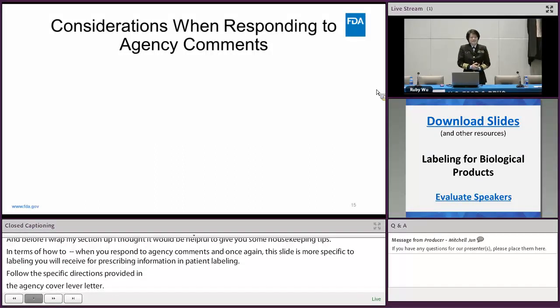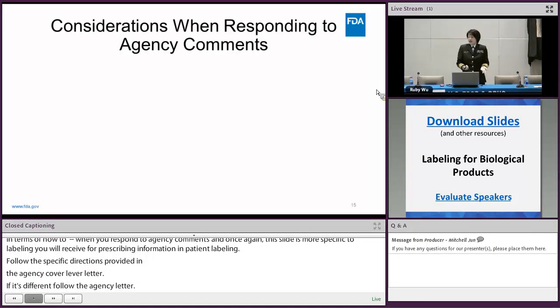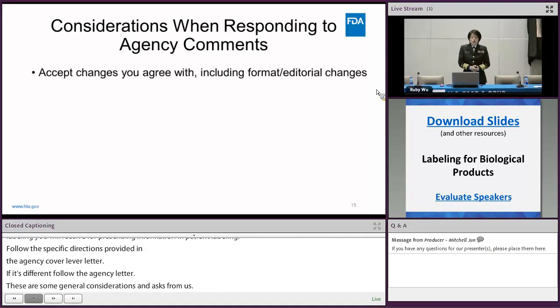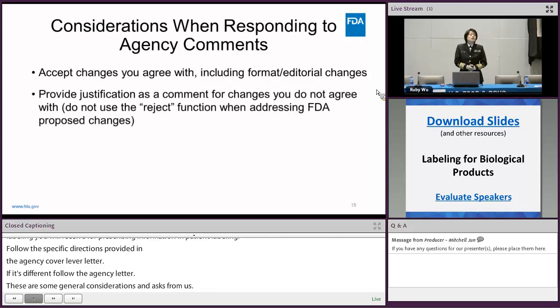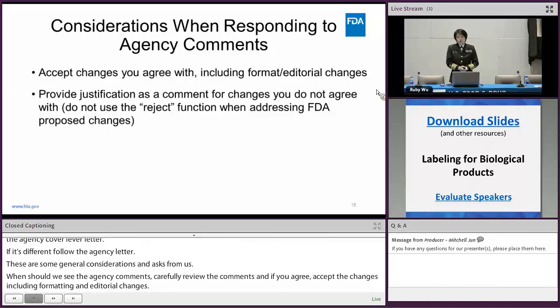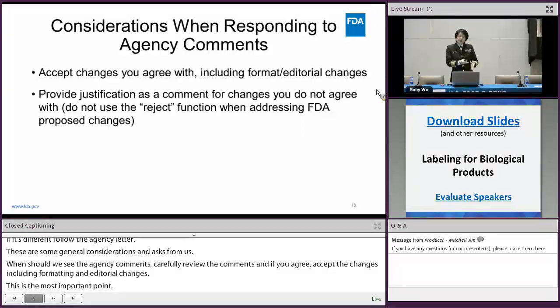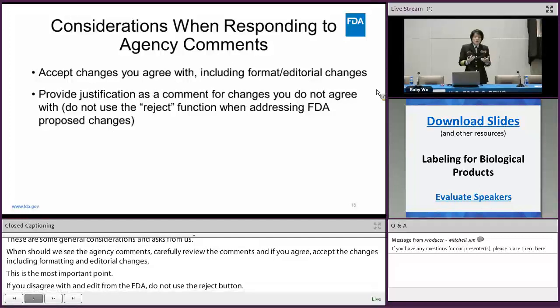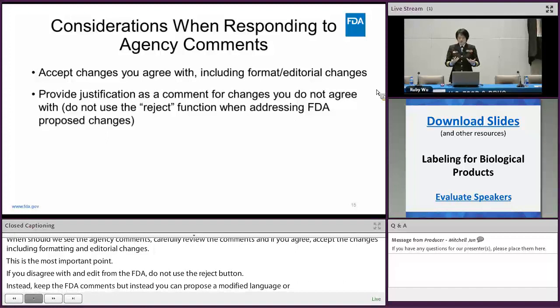So once you receive the agency's comments, please carefully review FDA's comments and edits, and if you agree, go ahead and accept those changes, including formatting and editorial changes. Now, this is the most important point. If you disagree with an edit from the FDA, do not use the reject button. Okay? Instead, keep FDA's comments, but you can propose a modified language or modified approach via track changes. And the important thing is please use the comments feature to describe why you're proposing something that is different so we can have a fruitful discussion.